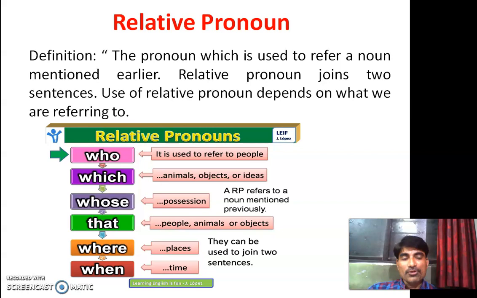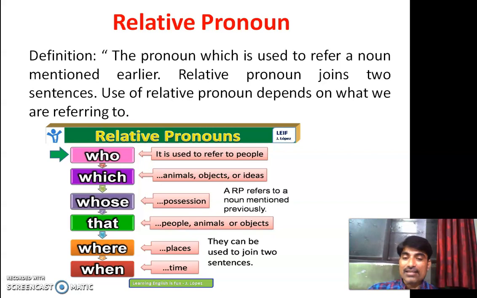So the use of a relative pronoun depends on what we are referring to. I've given you certain examples of relative pronouns like who, which, whose, that, where, when. See, these relative pronouns are also interrogative pronouns. So there is a problem in using them. Whenever a WH question or WH word is there, we are bound to say that it is used for questions. But they are not only used for questions, they can also be used as relative pronouns.